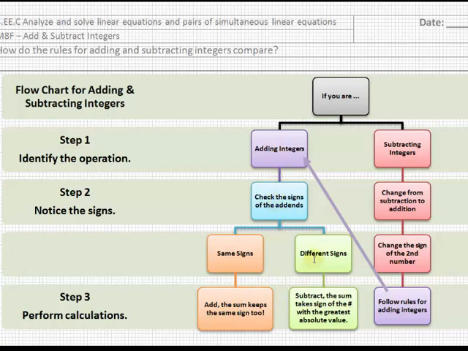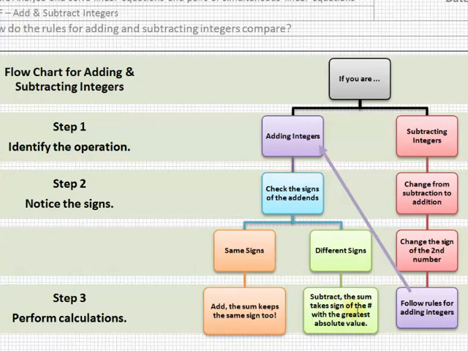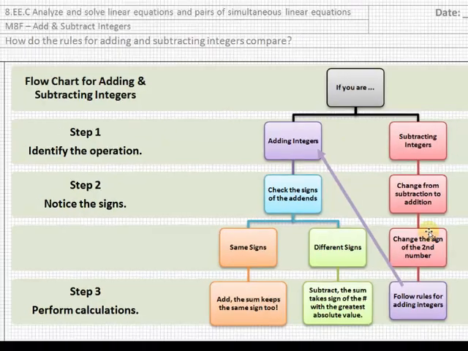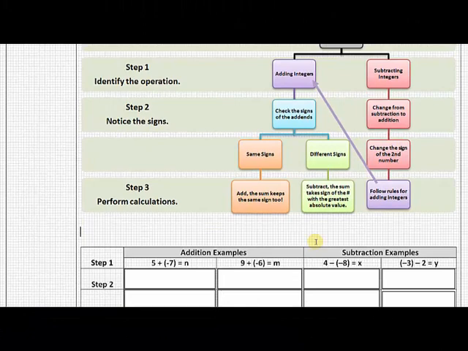If you have an addition problem and the signs are different, we're going to treat it as subtraction, and the sum will take the sign of the number with the greatest absolute value. So, while it may sound or look confusing here, take a moment, as always, pausing the video if you need to. Make sure you have this all down, because I am going to refer back to it, and I would hope that you would refer back to it as needed as you work on refreshing the rules for adding and subtracting integers. So now we're going to take a look at some examples.